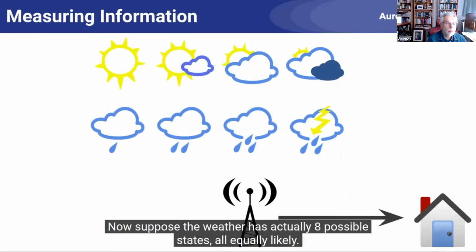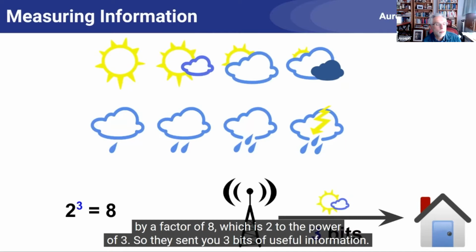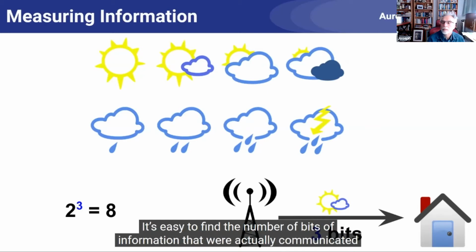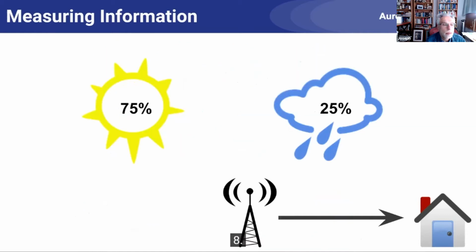Now, suppose the weather has actually 8 possible states, all equally likely. Now, when the weather station gives you tomorrow's weather, they are dividing your uncertainty by a factor of 8, which is 2 to the power of 3. So they sent you 3 bits of useful information. It's easy to find the number of bits of information that were actually communicated by computing the binary logarithm of the uncertainty reduction factor, which in this example is 8.